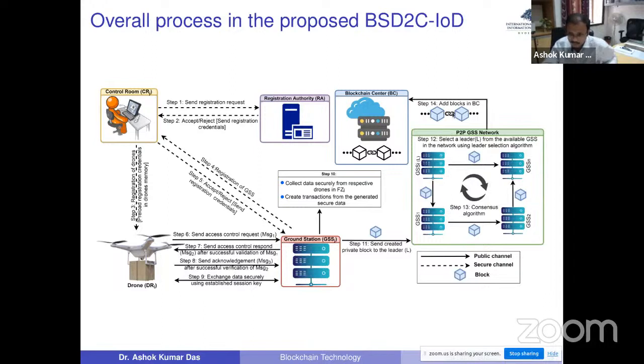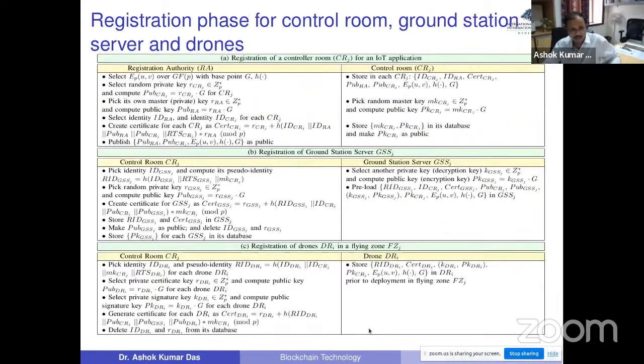Once we have that data in the blockchain, that data can now be used for big data analytics using AI/ML algorithms later. So this is basically the mechanism. I'll go through it again at a high level, because you can go through this paper.